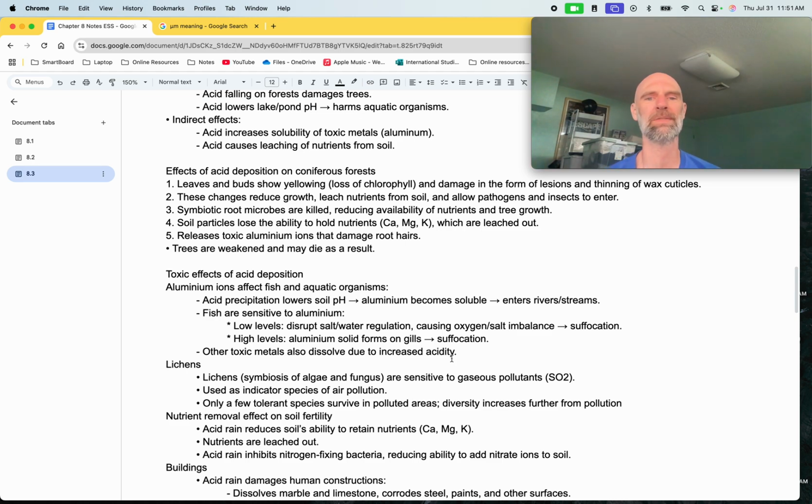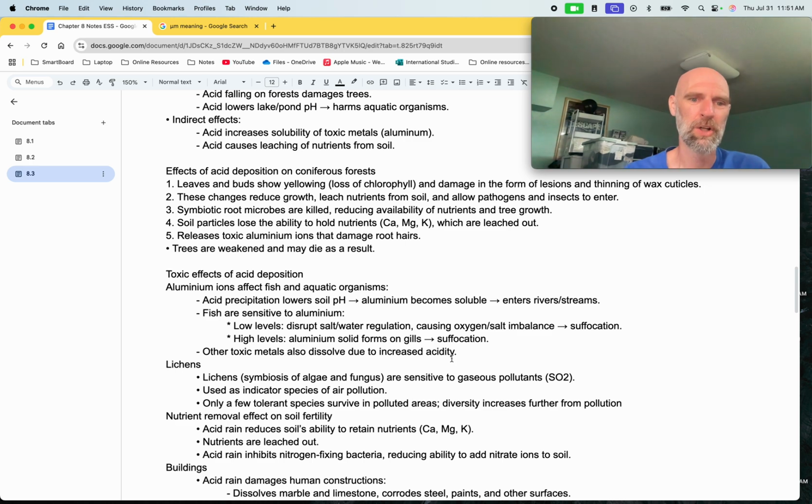The symbiosis of algae and fungus are sensitive to gaseous pollutants, like sulfur dioxide, used as an indicator species of air pollution. So we have lichens quite a bit in the forest, where if we don't have lichens, and the lichens are dying back, especially in high alpine environments like Mount Washington, then that's a pretty good indicator of what you got as far as air pollutants. So only a few tolerant species survive in polluted areas. Diversity increases further from pollution. So the more diverse, the more variety of lichens you have without pollution.